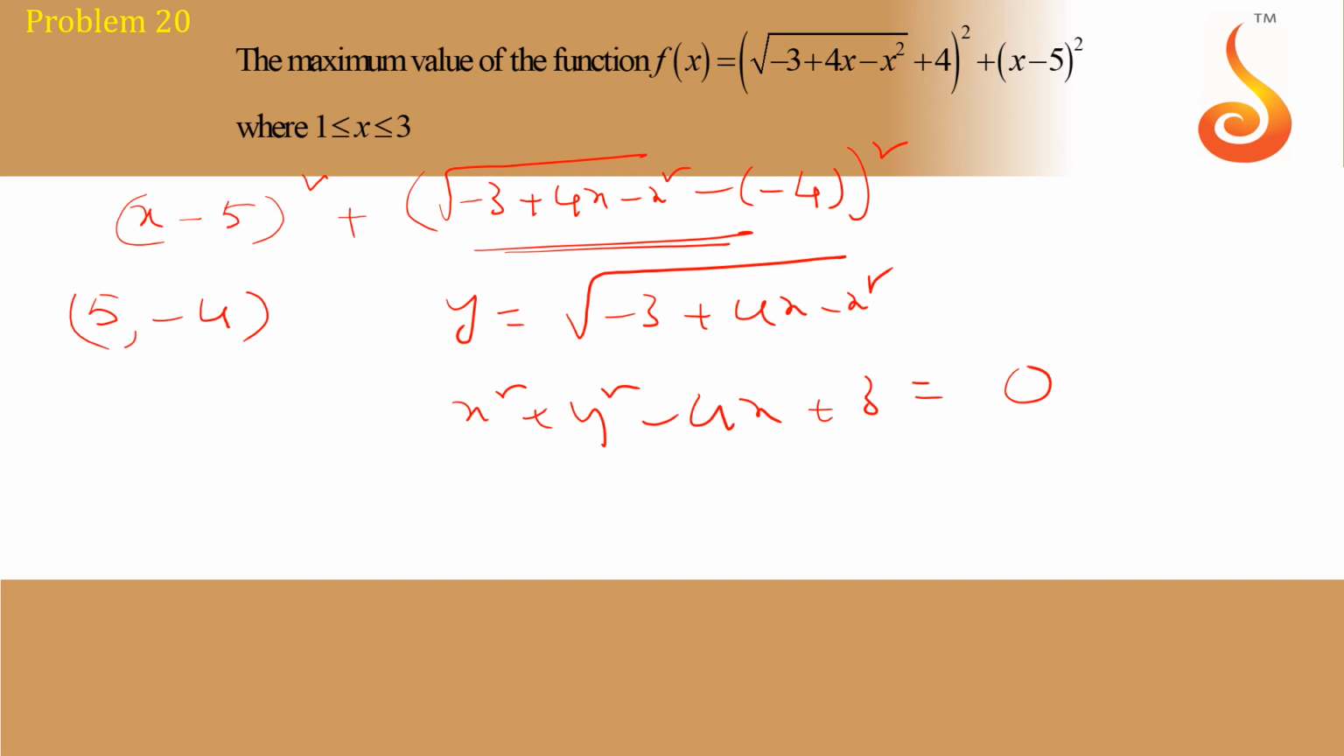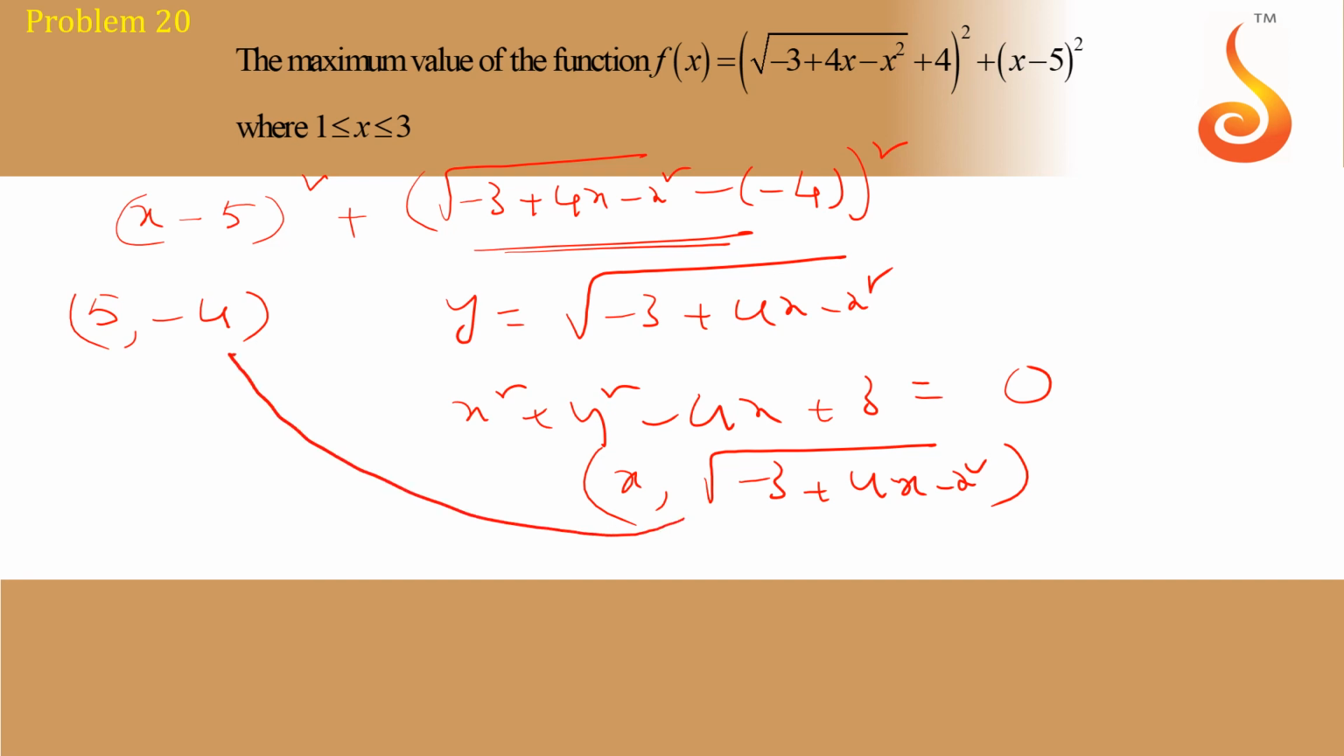Can I say now, on this circle, x comma under root of minus 3 plus 4x minus x square will be a point, and if you observe these 2 points, what is the distance between these 2 points? The square of the distance between any point on the circle and that fixed point 5 comma minus 4 is your function.